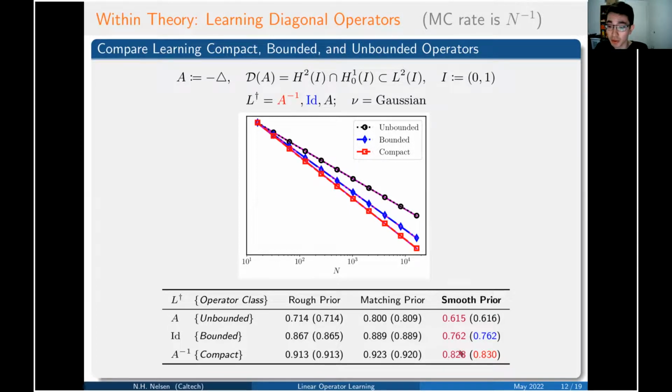So the theoretical result is in this first column, and then in parentheses are our numerical results. Great, so that's a good sign there. And this is just showing what happens when you learn these compact, unbounded, and bounded operators.